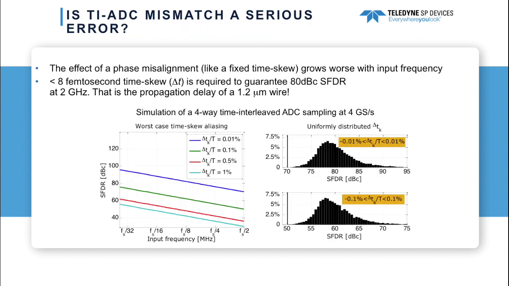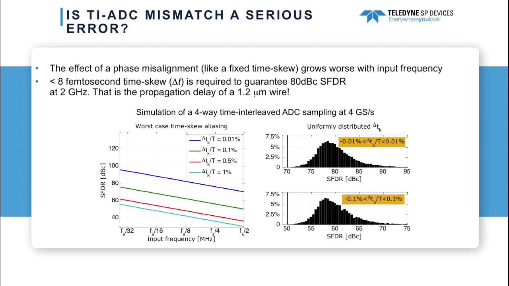Now that we have a basic understanding of the types of mismatch and its effects, we can ask ourselves if mismatch errors in time-interleaved ADCs are really something to be considered seriously. On this slide, we take a deeper look at the phase misalignment in a 4-way 4 gigasamples per second time-interleaved ADC. The simplest form of phase delay mismatch is a frequency-independent time skew between the actual and the ideal sample position in a time-interleaved ADC.